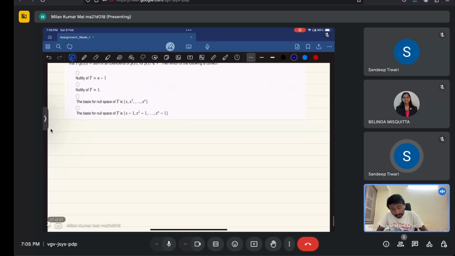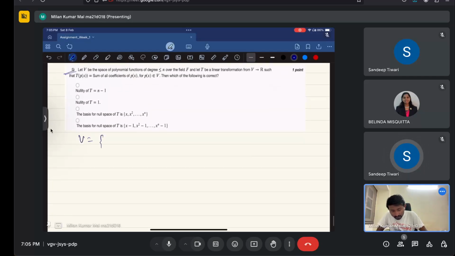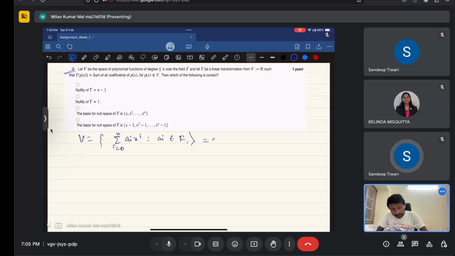So let's consider the vector space V, that is equal to the summation of a_i x to the power i, i equals 0 to n, such that a_i belongs to the field F, that is the space of all polynomials of degree less than or equal to n.